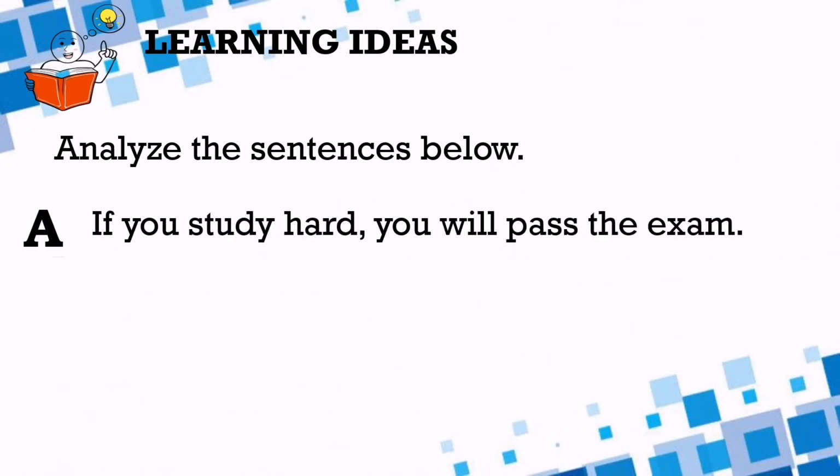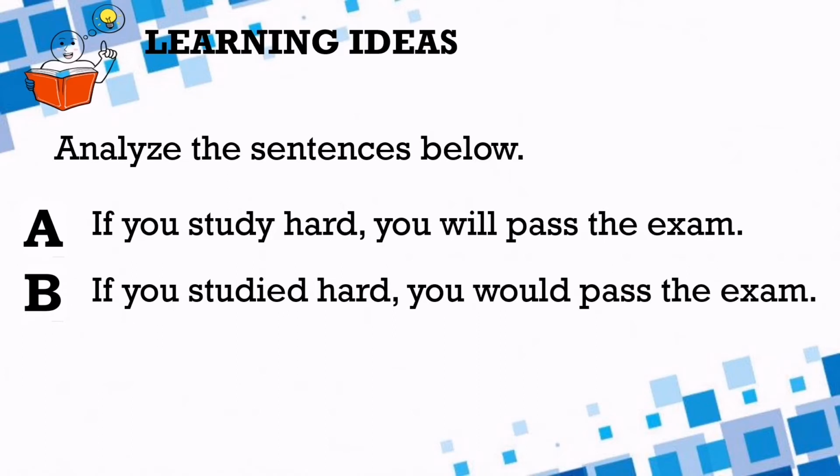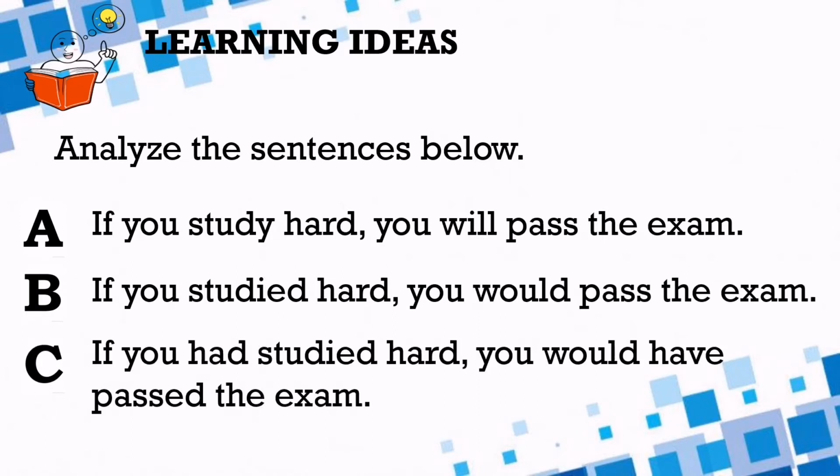A. If you study hard, you will pass the exam. B. If you studied hard, you would pass the exam. C. If you had studied hard, you would have passed the exam. In the following sentences, you can observe that there is the word if, and they are made up of two clauses. They are separated by a punctuation mark, comma. Also, the sentences differ in the verb form. These examples best illustrate the different types of conditional sentences.